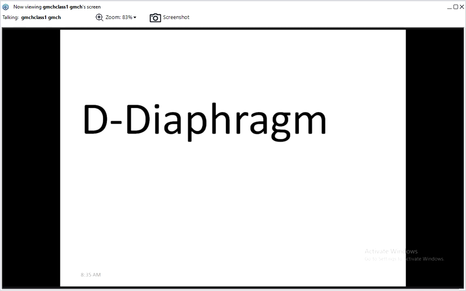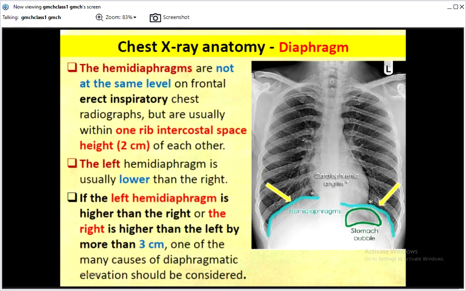Now coming to D. D stands for diaphragm. After cardiac silhouette, we come to D for the diaphragm. So what you have to look for in the diaphragm? First of all, both the hemidiaphragms are not at the same level on frontal erect inspiratory chest radiographs, but usually within one rib intercostal space height of each other. The right one is a bit higher and the left one is a bit lower. So when do we say that this is abnormal or there is some pathology? If the left hemidiaphragm is higher than the right, then there is something abnormal.